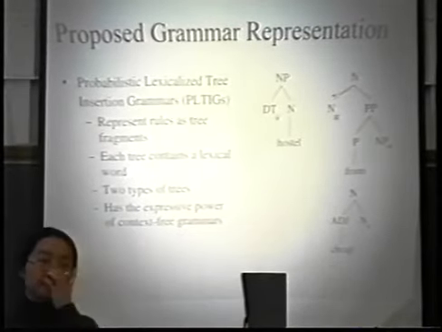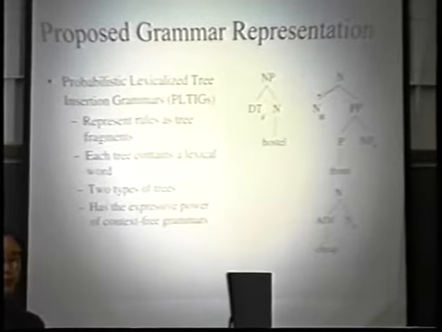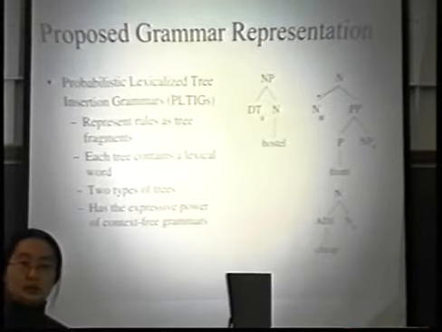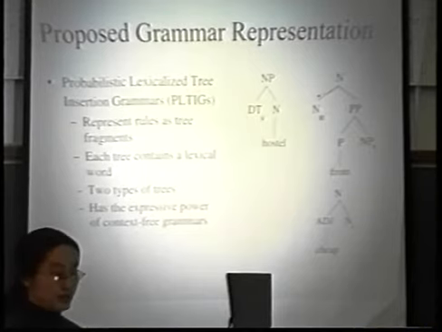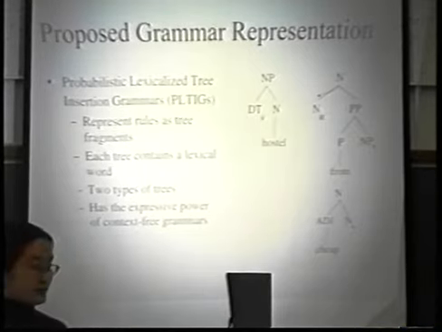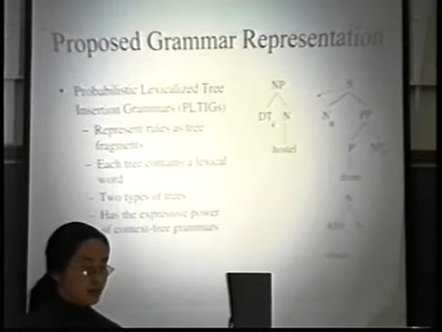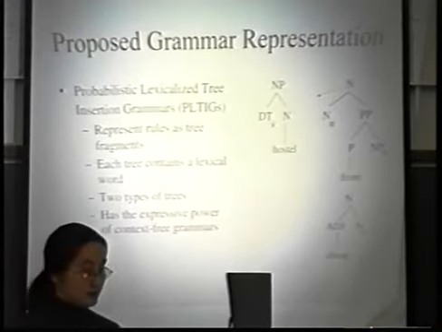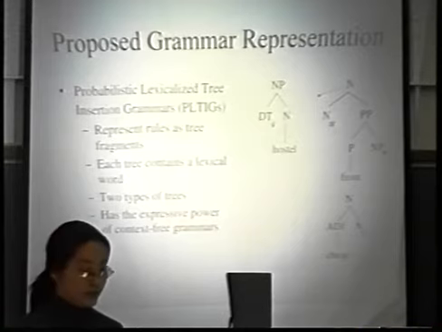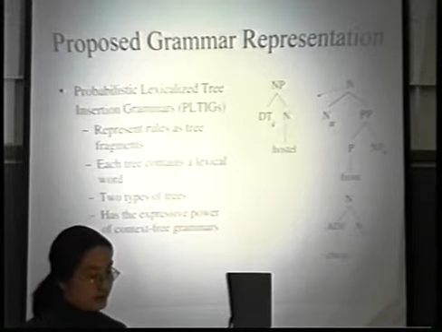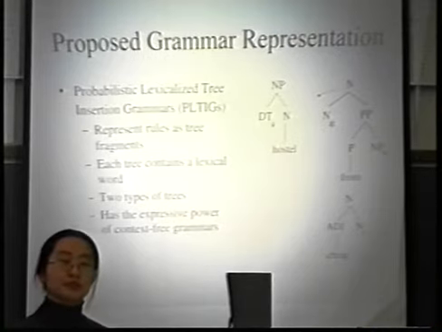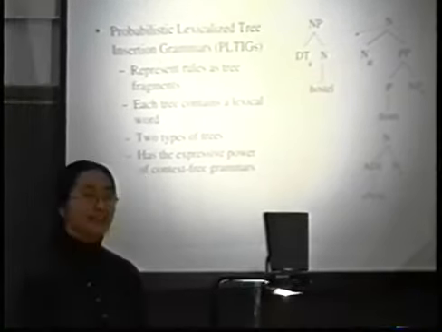So one way we want to be able to leverage both aspects is to propose a grammar representation that contains both a structural aspect and a lexical aspect. The particular representation that I'm proposing is called Probabilistic Lexicalized Tree Insertion Grammar. It was first proposed by Schabes and Waters in '93, and it is a less expressive version of tree adjoining grammar, for people who are interested in TAGs.